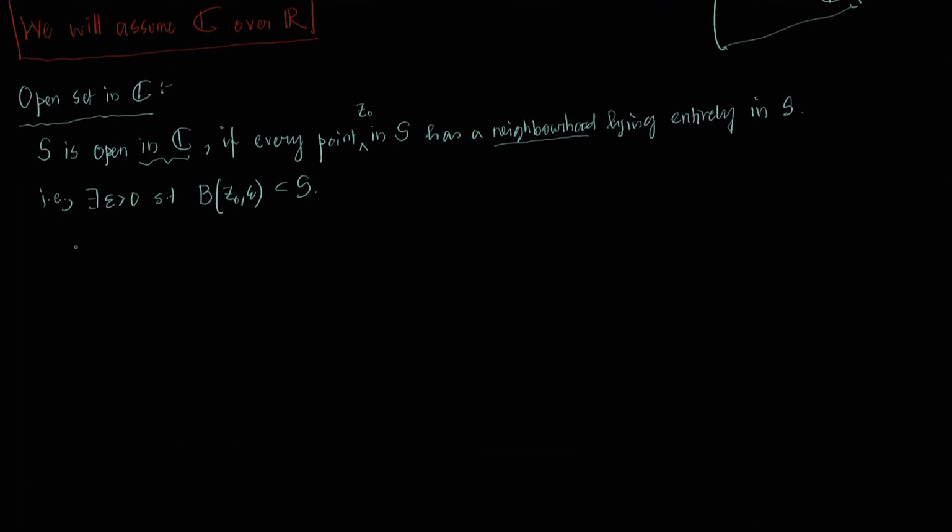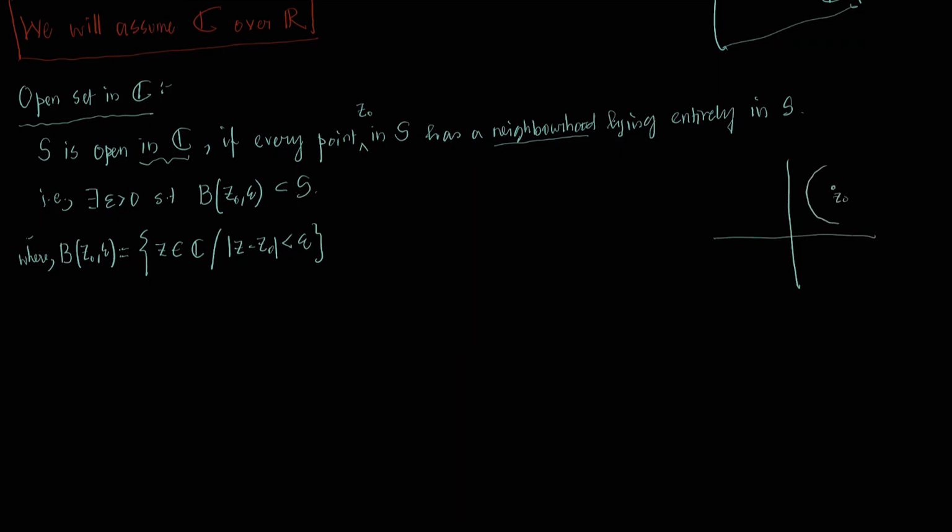Whenever I'm saying the ball, what I mean is B(Z naught, epsilon). By our definition, if you remember, it is the set of all those complex numbers Z such that the distance between Z and Z naught is strictly less than epsilon. This is the definition I'm using. Let's say Z naught is this point. Essentially I am looking at all those Z's which lie within the epsilon radius of this ball. I hope this is clear.